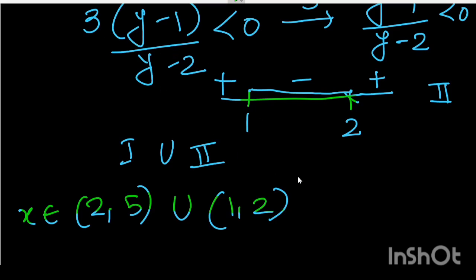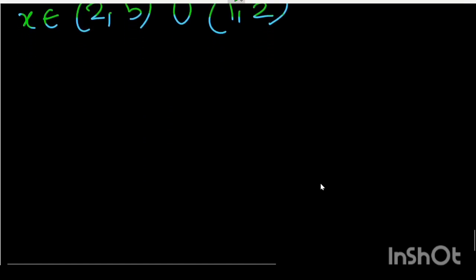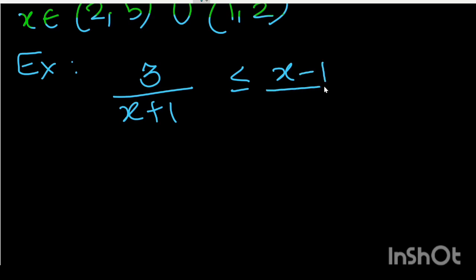Okay, let's take another example. 3 upon x plus 1 less than equal to x minus 1 upon x plus 1 less than equal to 2. So guys, how can we solve this? First let's understand the meaning of this.